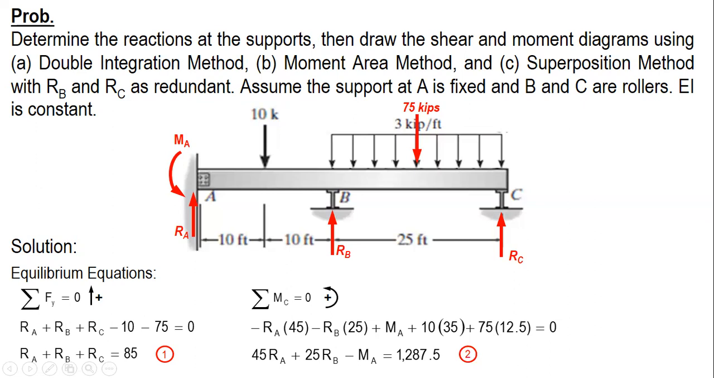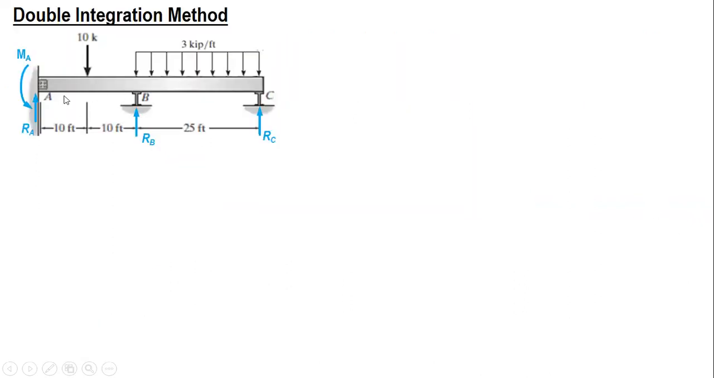You'll notice that there are 4 unknowns, RA, MA, RB, and RC, but we only have 2 equations. Therefore, we need 2 additional equations. So we'll get the 2 equations using the double integration method. We'll use Macaulay. We'll cut a section here at a distance x from A, and then get the moment. Since we are analyzing the left side, the direction of the moment is counterclockwise.